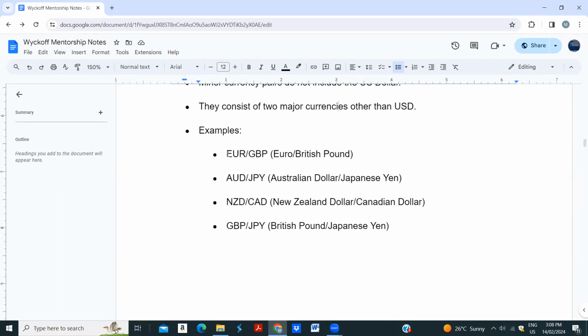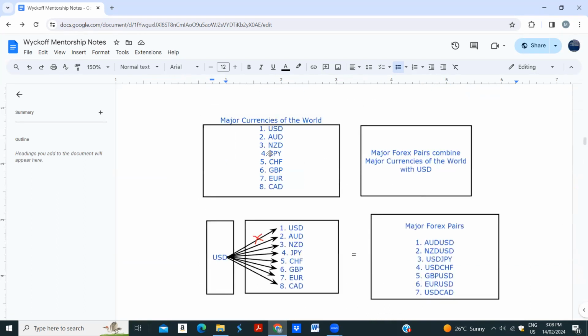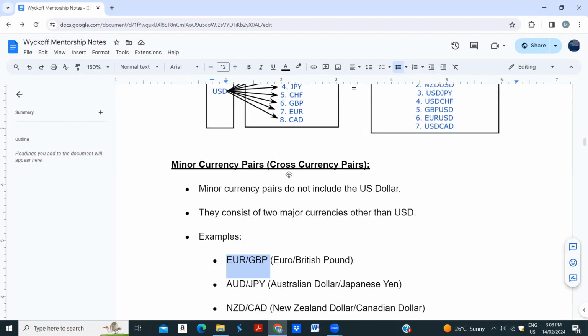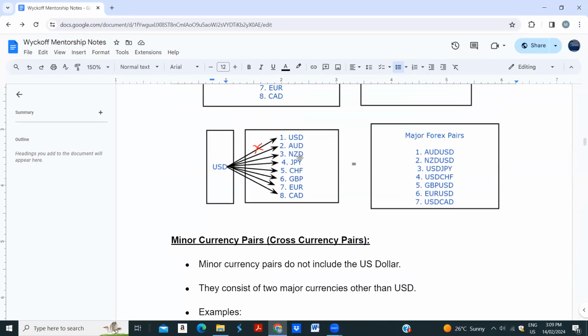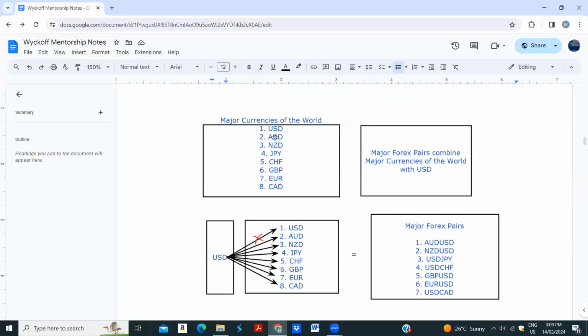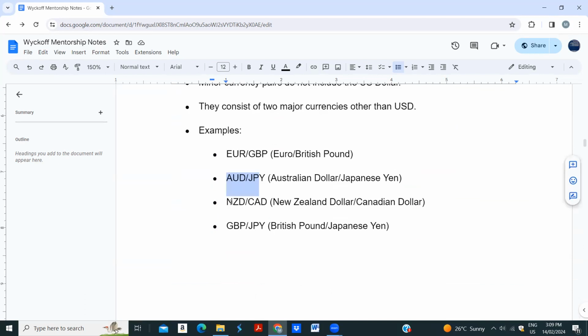For example, euro and British pound. Now we combine euro with the British pound. When we combine it together, we get EUR GBP, which is a minor currency pair. Similarly, when we combine Australian dollar with JPY, we get AUD JPY. Similarly, we have New Zealand dollar CAD, and then we have GBP JPY.